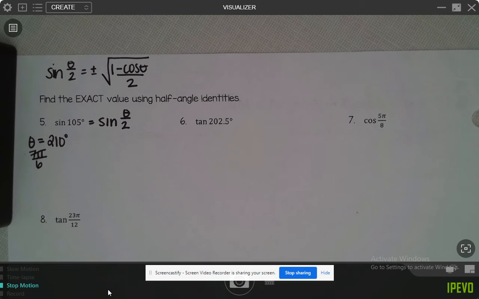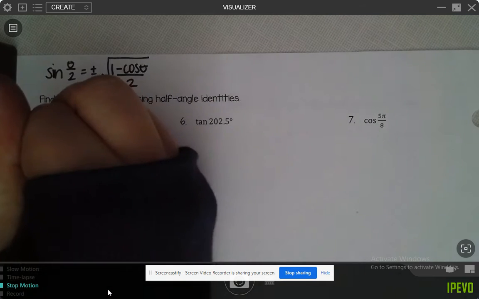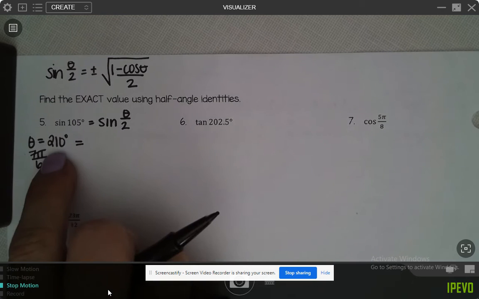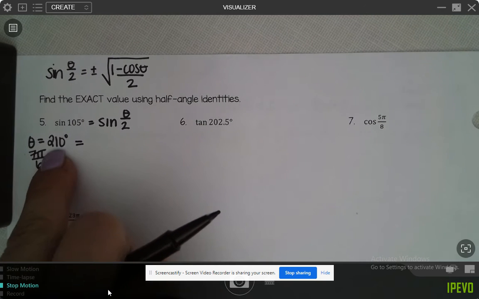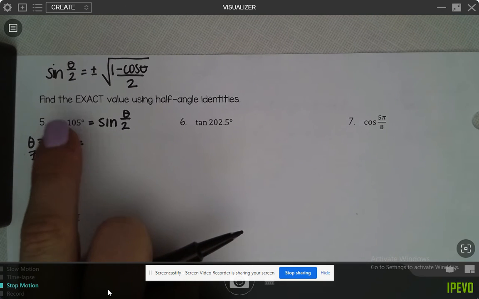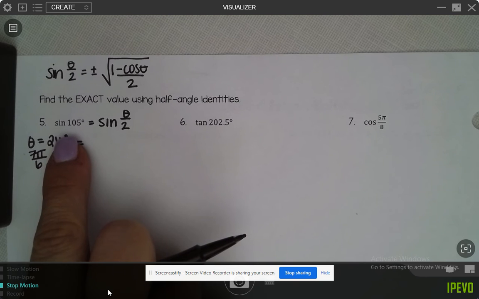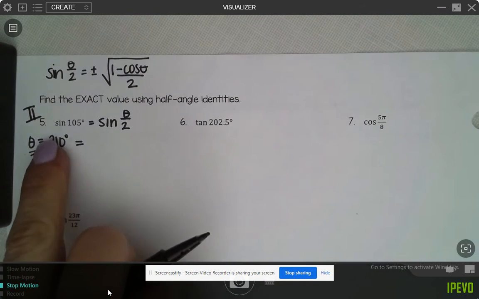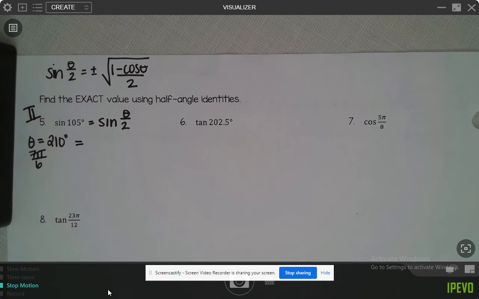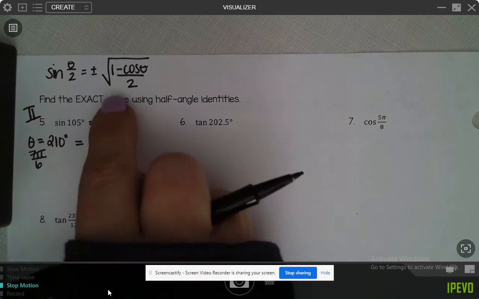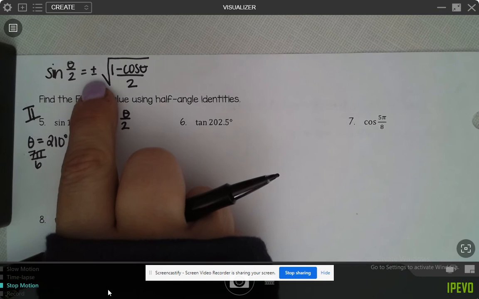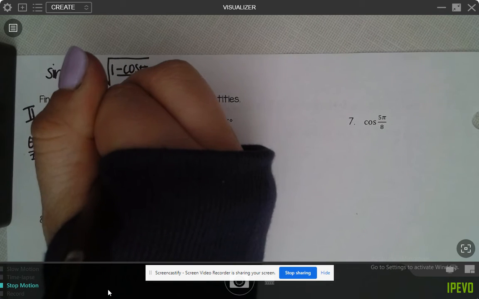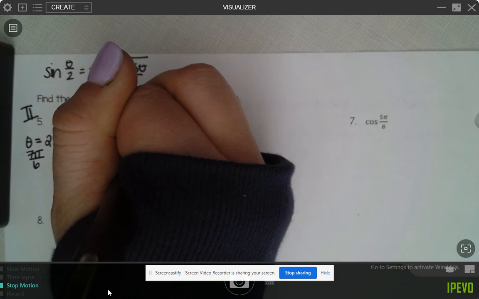Okay. Now, what you have to do now is use the formula. But you have to know what quadrant things are in. And it's not the quadrant of the angle you found. It's the quadrant of the angle that you're given. So 105 degrees is in what quadrant? The second. Everybody follow me there? So you're going to say, is sine positive or negative in the second quadrant? It's positive. Why am I asking? Because you either have to make the square root positive or negative. So this is going to say the square root of 1 minus the cosine of 210 degrees divided by 2.